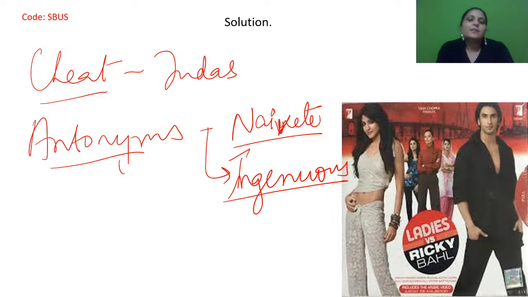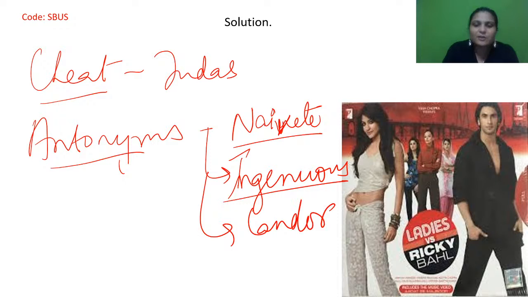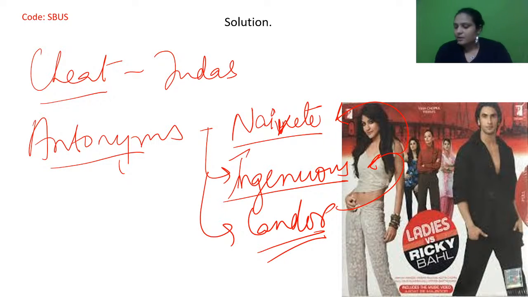I like that movie. So, you have candor also here. Candor is a close one to ingenuous and naivete. Is that okay? So, we did 4 more words here. Cheat is somebody who's being a Judas in your group. Naivete, ingenuous are people who are very innocent, very gullible. Candor means somebody who's very frank or very candid.